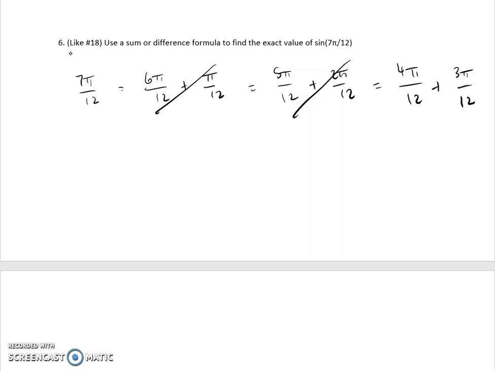Okay, so when you see these where it says use sum or difference or half angle, you can probably do this in your head, I hope, but you just go through combinations until you get to a combination where both of them are on your unit circle. All right, so we're going to have sine of 7 pi over 12, and I'm going to break this up as 4 and 3.